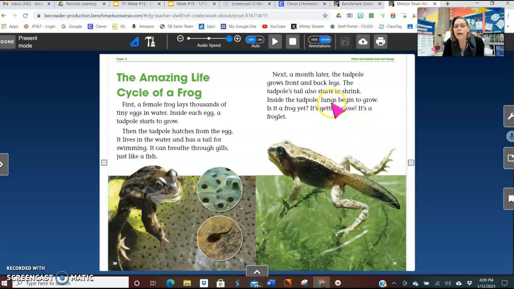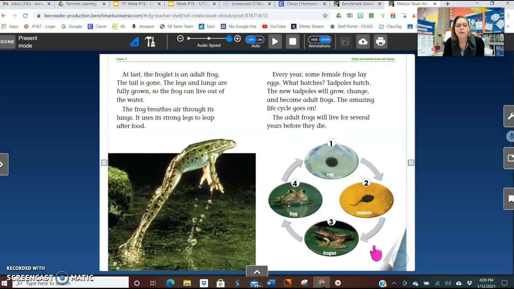Inside their growing lungs. Think about what we use our lungs for. All right, we have lungs. All right, here we go. At last, the froglet is an adult frog. The tail is gone. The legs and lungs are fully grown, so the frog can live out of the water.